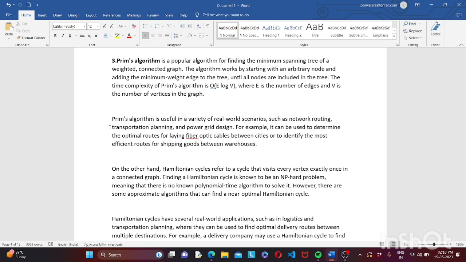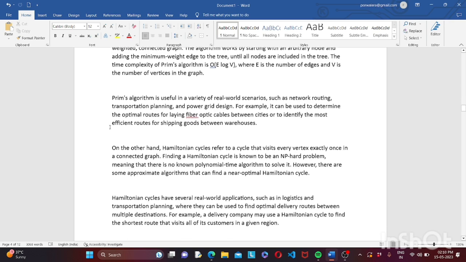Prim's algorithm is very useful in a variety of real-world scenarios, such as network routing, transportation planning, and power grid design. For example, it can be used to determine the optimal routes for laying fiber optic cables between cities, or to identify the most efficient routes for shipping goods between warehouses, because it finds the minimum distance, which we find using minimum spanning trees.